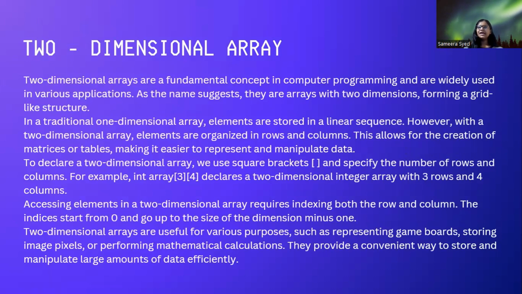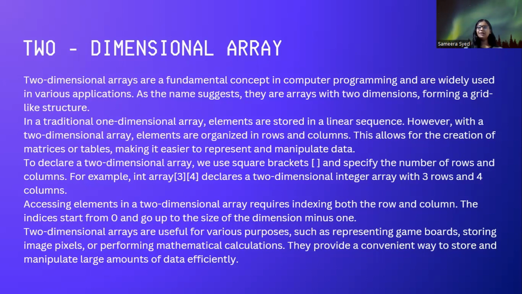Two-dimensional arrays. Two-dimensional arrays are a fundamental concept in computer programming and are widely used in various applications. As the name suggests, they are arrays with two dimensions, forming a grid-like structure. In a traditional one-dimensional array, elements are stored in a linear sequence. However, with a two-dimensional array, elements are organized in rows and columns. This allows for the creation of matrices or tables, making it easier to represent and manipulate data.